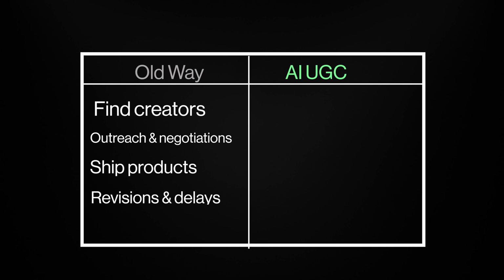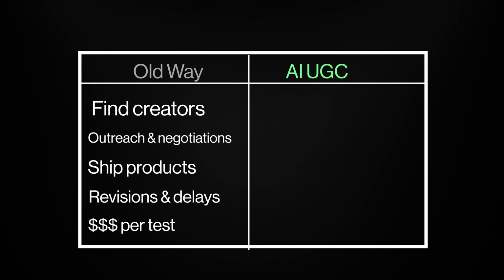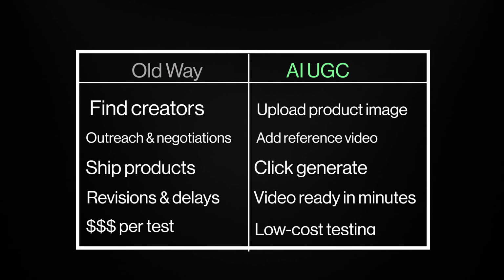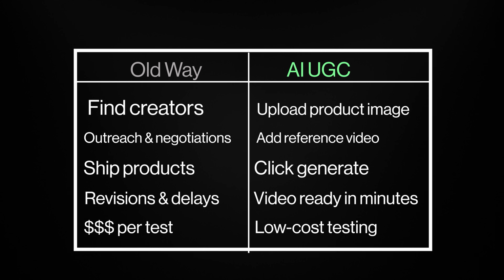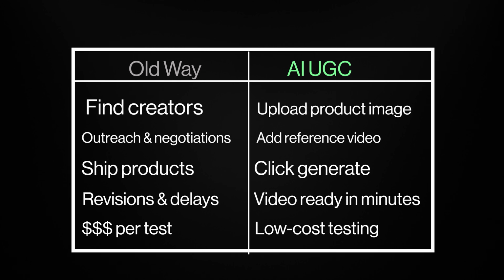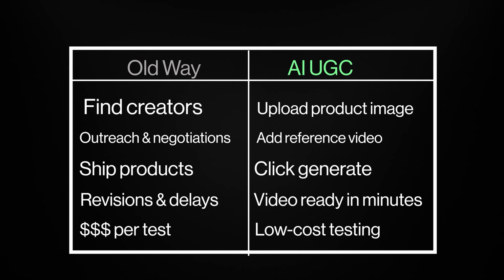Now, think about it for a second. Traditionally, you would have to find UGC creators, reach out to them, negotiate deals, send products, do revisions, wait for the videos, and pay hefty fees. With AI, you get rid of all of that. And as you just saw yourself, the video quality is really good. So the new way of creating UGC videos is here.